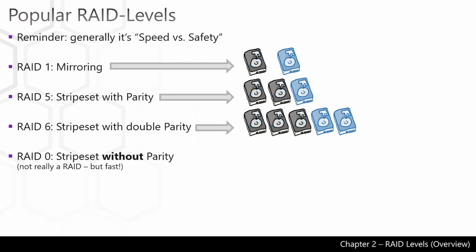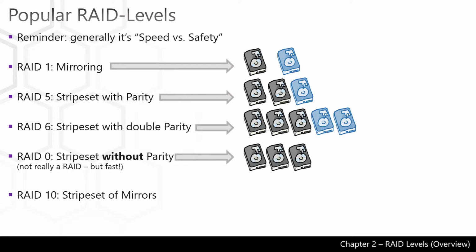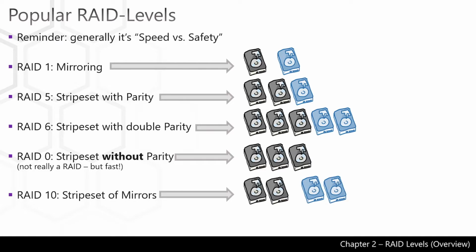Then we have the RAID 0, which is a stripe set without parity, and in my opinion it's not really a RAID because it's not redundant, but it's very fast. So your data gets just split and stored on several disks. And we have the RAID 10, which is a stripe set of mirrors. So we have multiple mirrors which are then handled like a RAID 0.